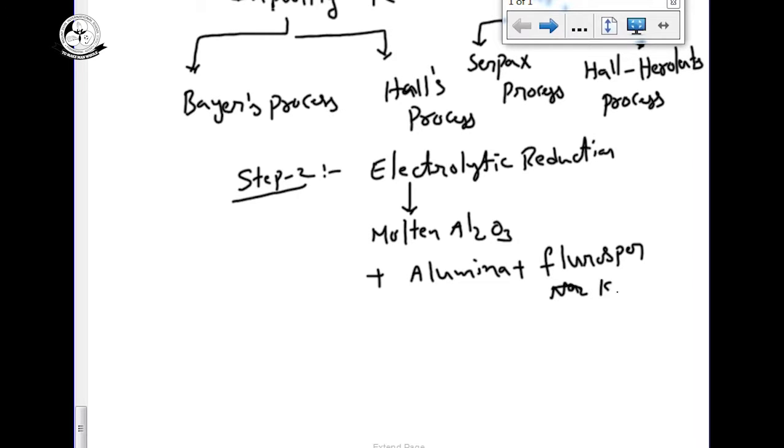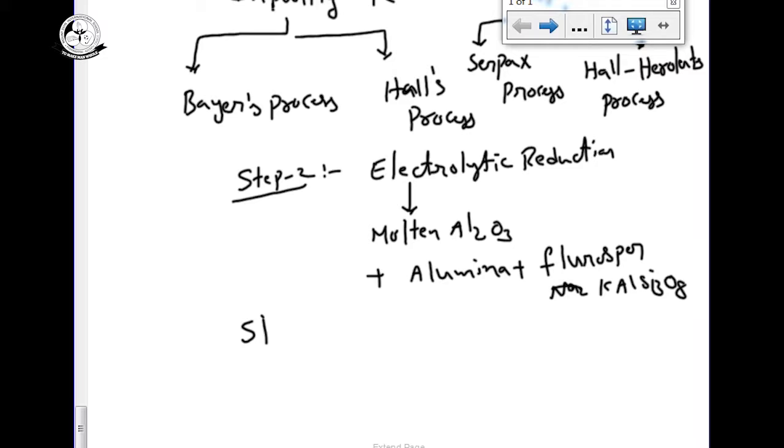Fluorospar formula KAlSi3O8. The reason for using fluorospar with molten alumina is that alumina has high melting and boiling points, so reduction is a very difficult process. To reduce the melting point, we use a small amount of alumina and fluorospar.